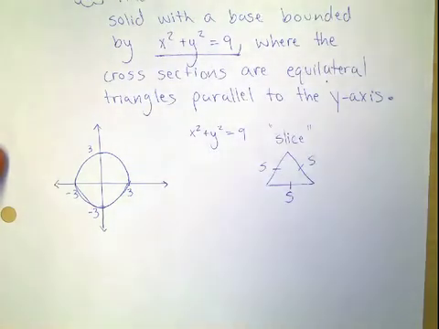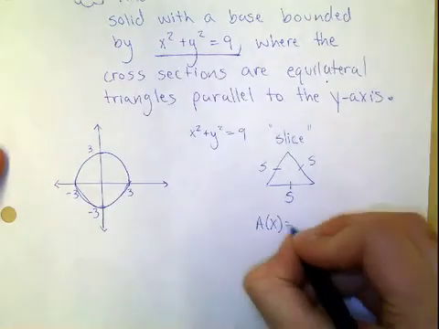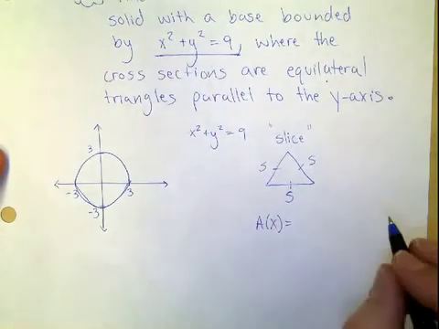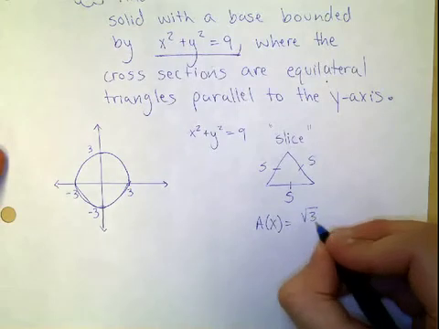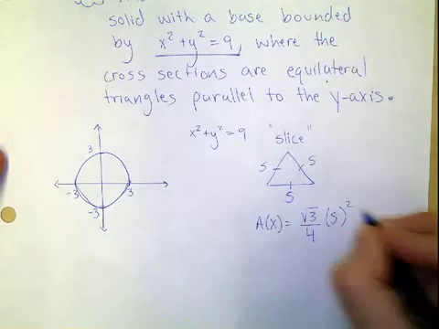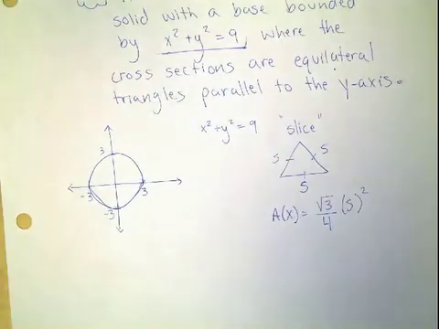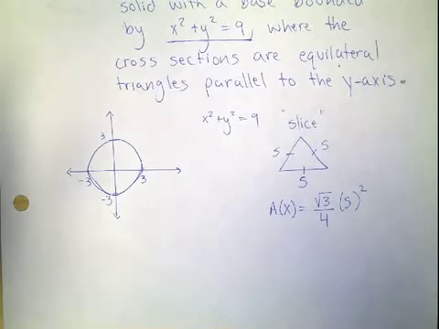I'm going to need the area formula for this triangle. So area of a triangle is 1/2 base times height. But for equilateral triangles, there's a shortcut formula. You can use radical 3 divided by 4 times side squared. It's the same as doing 1/2 base times height. It's just kind of an easier formula when it comes to finding the area. So I'm going to use that. I'm going to have to come up with an equation for my S, for my side.